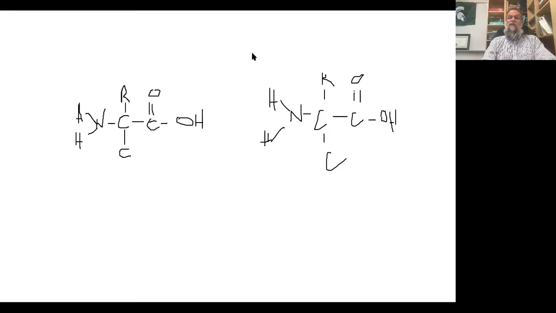What's going to happen is this OH group is going to become attracted to one of the hydrogen groups on the neighboring amine group. So the OH group from this carboxyl group is going to become attracted to this H from the amine group, and they are going to come together in, I should say, a covalent bond. They're going to form water. So we're removing water.